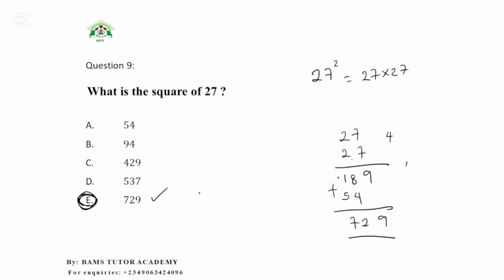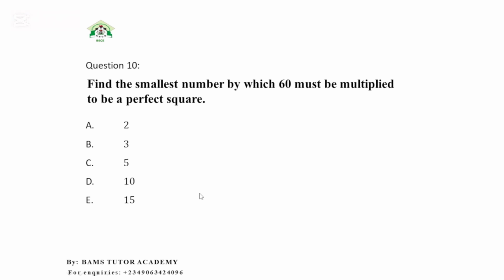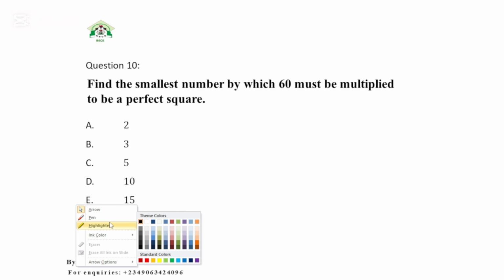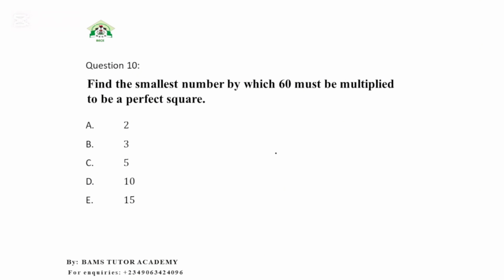So let's go straight into question 10. Okay, good. Very, very easy stuff. The most interesting part is that it's kind of tricky if you are not careful, but let me quickly show you how it's done. Find the smallest number by which 60 must be multiplied to be a perfect square. So how do I get this done? For it to be a perfect square means I can find the square root without any decimal point.